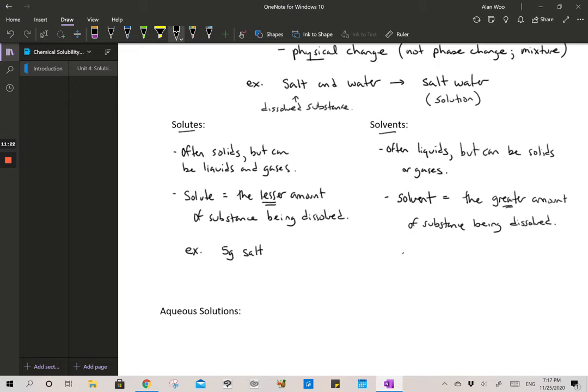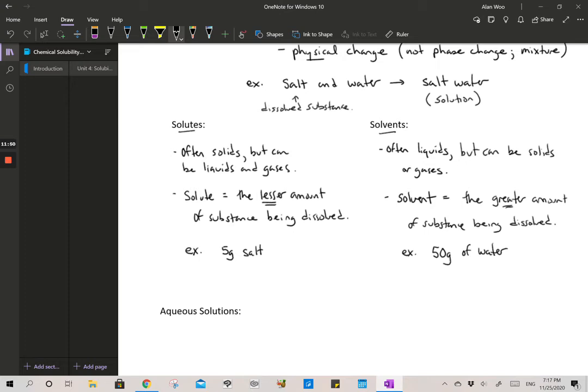Okay, so in the context of our solute, if we have 5 grams of salt, we can't have 5 grams of solvent. It's the same amount, and we can't have less than 5 grams of solvent. So we're going to pick a rather larger number. Okay, let's say it's 50 grams of water.